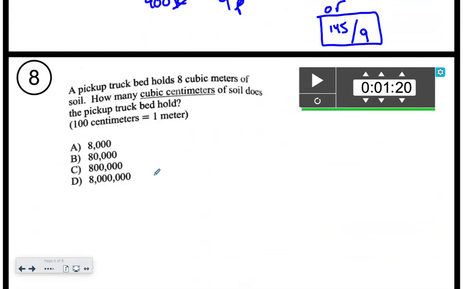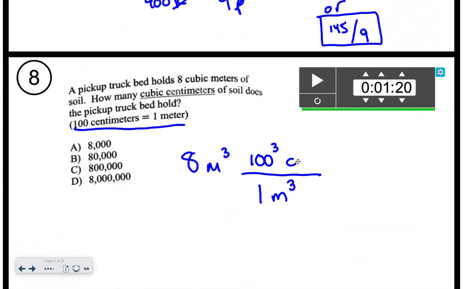All right, on to number 8. So we have 8 cubic meters of soil, and we want to know how many cubic centimeters. What we have to realize again is this conversion factor is not good enough. We need cubic meters, which means we have to do 100 cubic centimeters. Then I'm just multiplying, so 100 cubed times 8, and it looks like it's 8 million, because 100 cubed is 1 million.